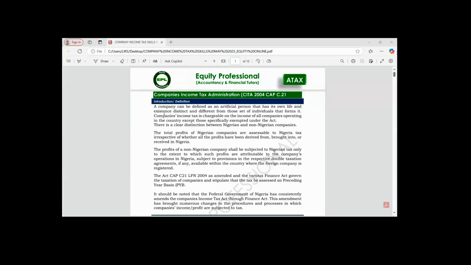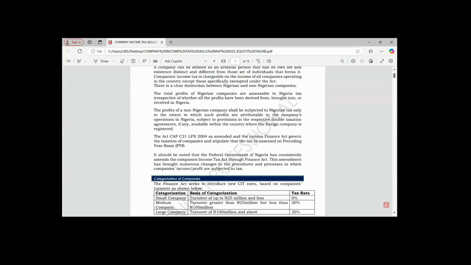While for a non-Nigeria company, it is only the income that is derived in Nigeria that company will be liable to tax. So where a non-Nigerian company does not derive income in Nigeria, does not make any income in Nigeria, that non-Nigeria company or non-resident company will not be liable to any Nigerian company income tax.